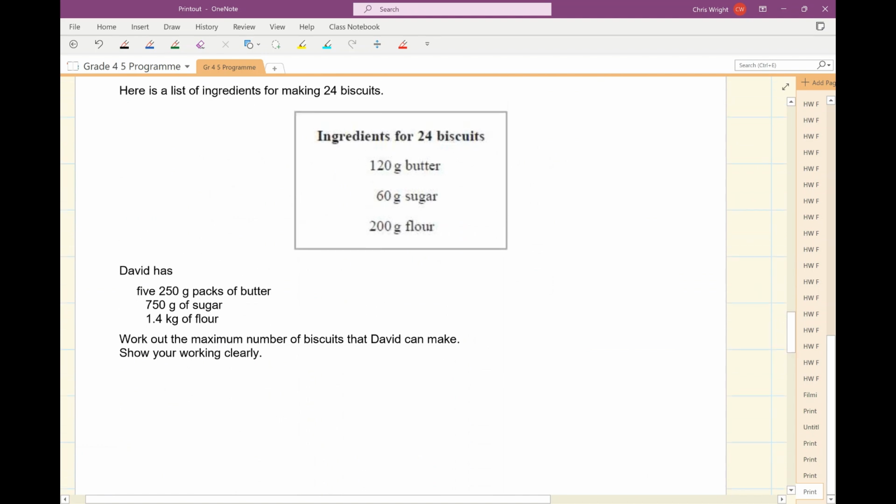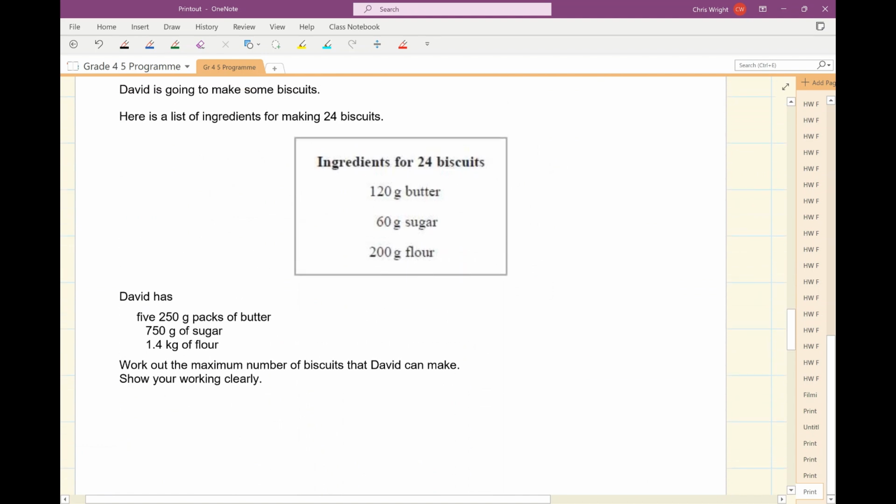Question 4. David is going to make some biscuits. Here is a list of ingredients for making 24 biscuits. Look, 24 biscuits. That much butter, that much sugar, that much flour.